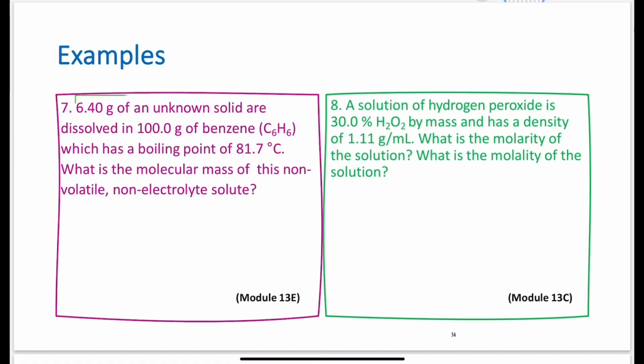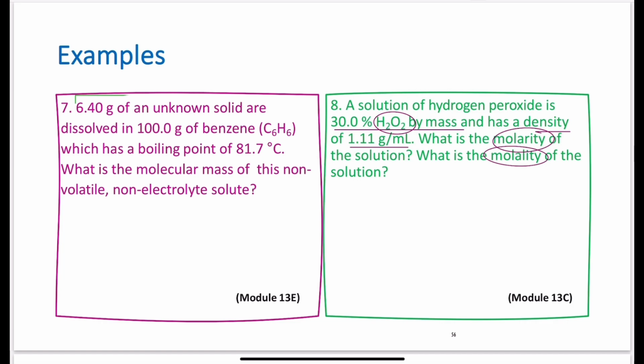What about the next one? What are we doing here? A solution of hydrogen peroxide is 30% hydrogen peroxide by mass and has a density of 1.110 grams per mL. What is the molarity of the solution and what is the molality of the solution? Okay. So we've got hydrogen peroxide, which is H2O2, and we know it's 30% by mass. We have a density of 1.11 grams per mL, and the two things we're trying to find is molarity and molality.